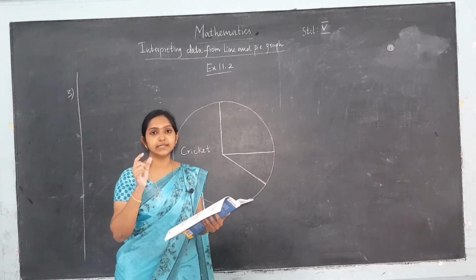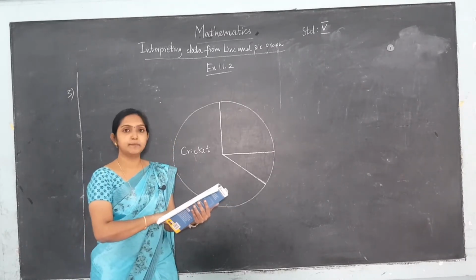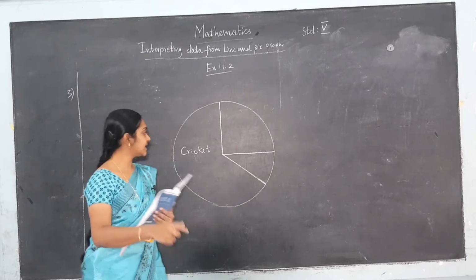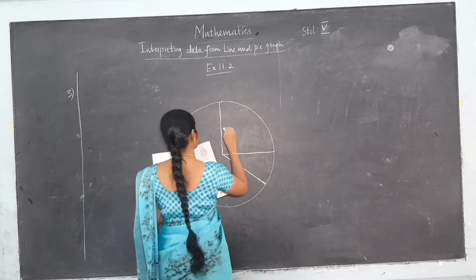Next, compare 20 and 10. 20 is greater. So, 20 belongs to badminton. So, next larger part is here. So, here we should write badminton.